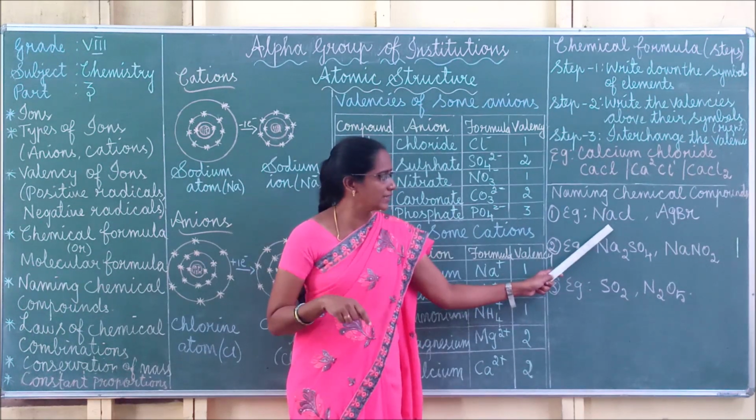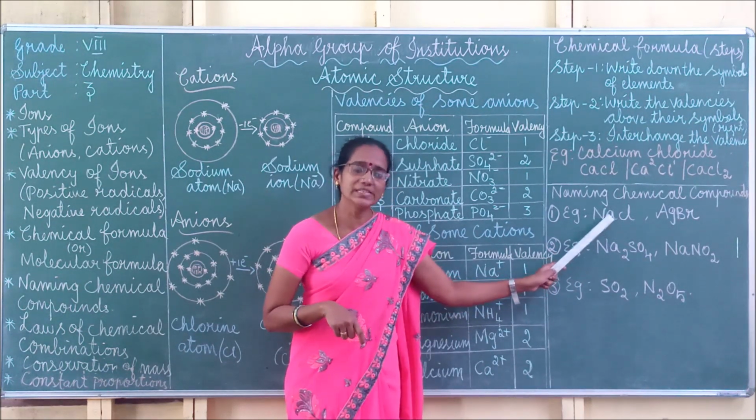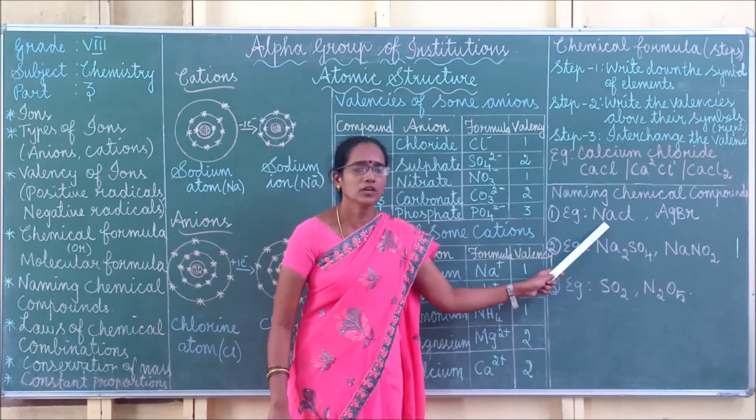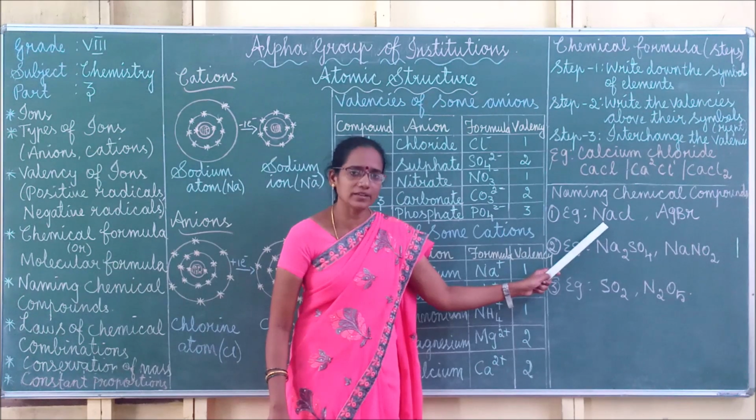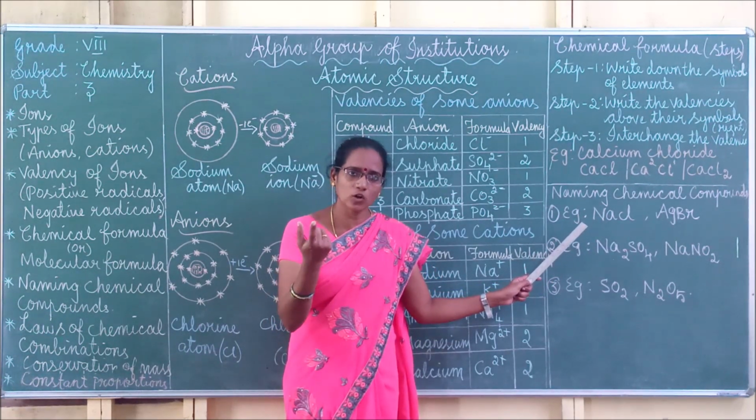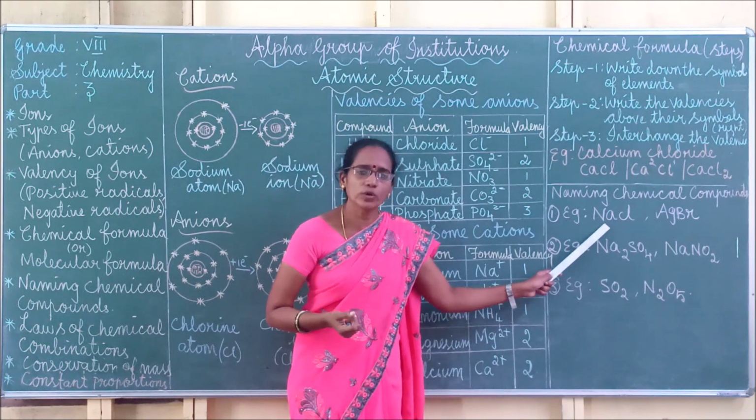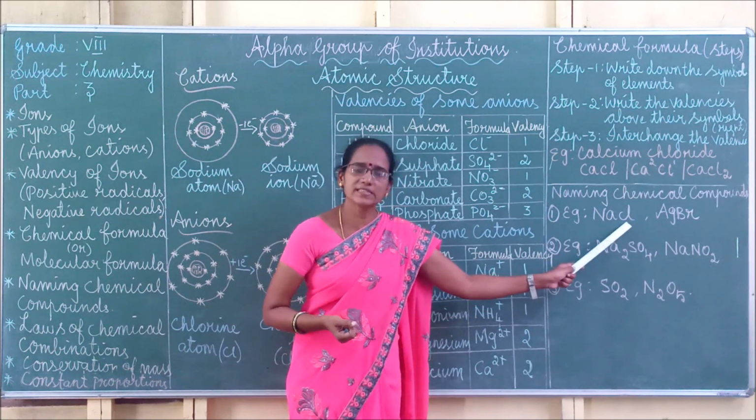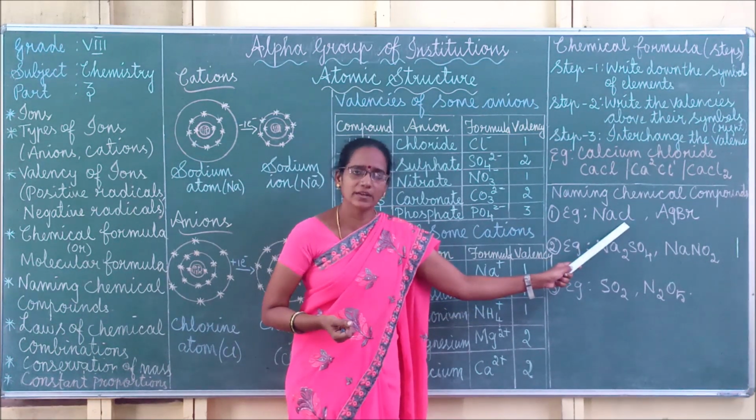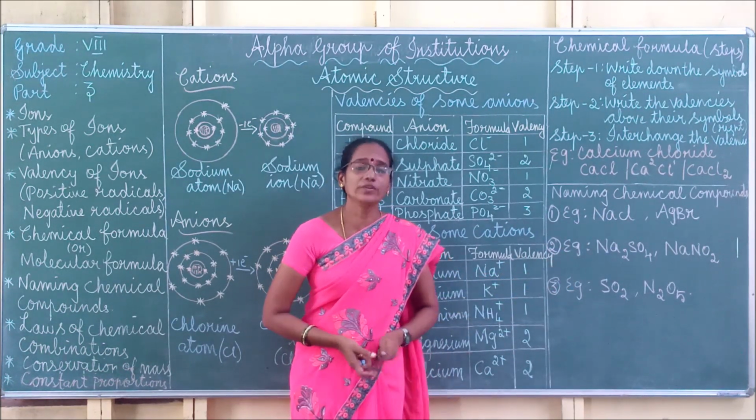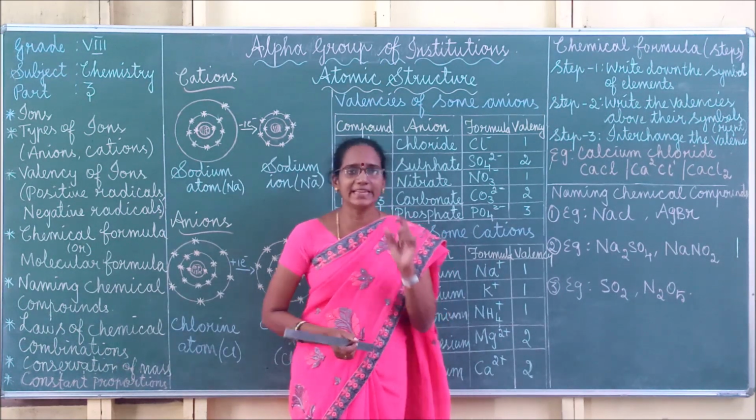For example, see the first example, NaCl. NaCl is nothing but sodium. Okay, it is a metal. First we have to write the metal. Second one, Cl. Cl is nothing but chlorine, isn't it? Chlorine is a non-metal. First metal, second non-metal. And after that what we have to do? We have to add the suffix IDE.